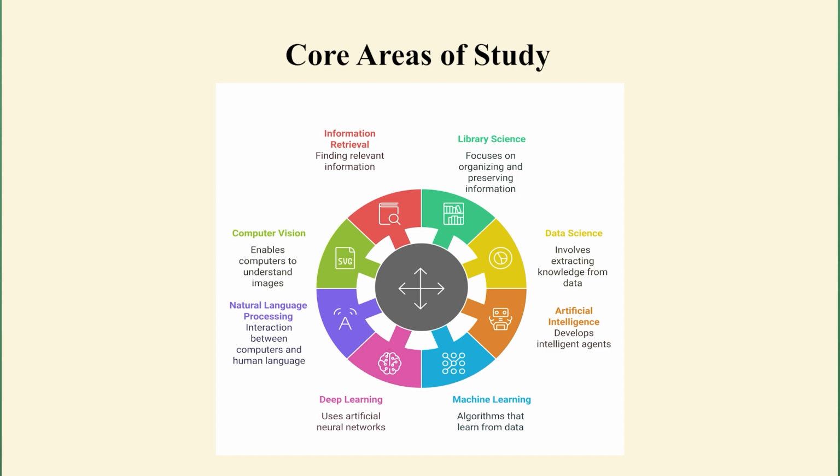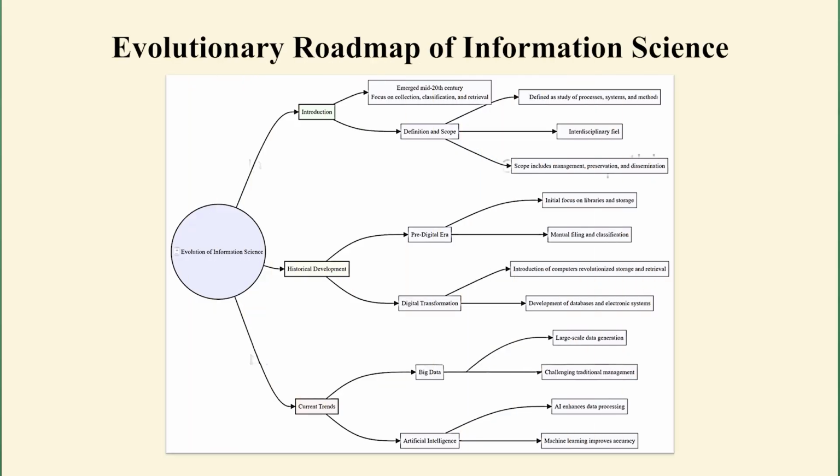So, we can see this tree of representation, the evolutionary structure of information science on its way of moving ahead with the modern technological environment, apart from its theoretical facet branches. So, if we consider this diagram, the evolution of information science: initially, that is introductory, it emerged in the mid-20th century. That focuses generally on collection, classification and retrieval.